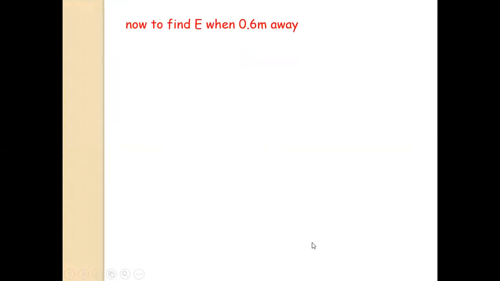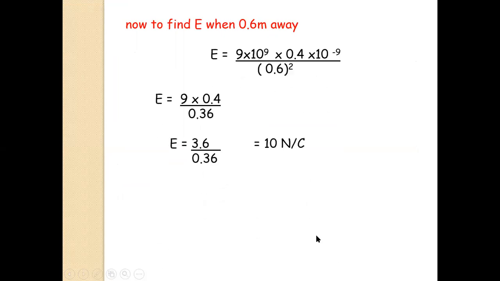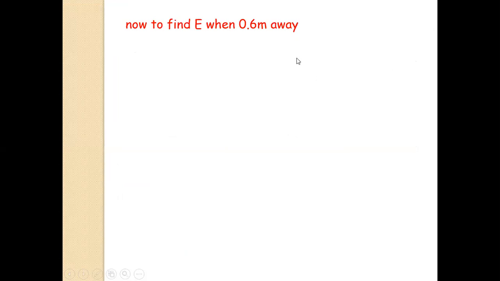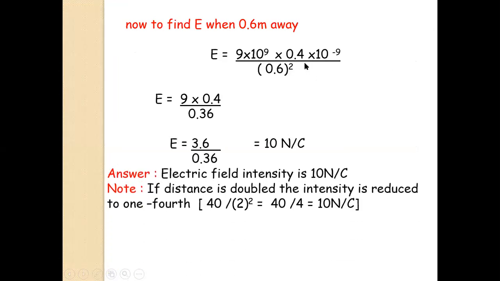Now we are going to find electric field intensity at a distance of 0.6 meter away. Again, the same formula is used. Now over here, the distance of separation is 0.6. We have already calculated the charge, which is equal to 0.4 into 10 power minus 9. By applying this in the equation, we get 10 Newton per coulomb. Now, electric field intensity is 10 Newton per coulomb.